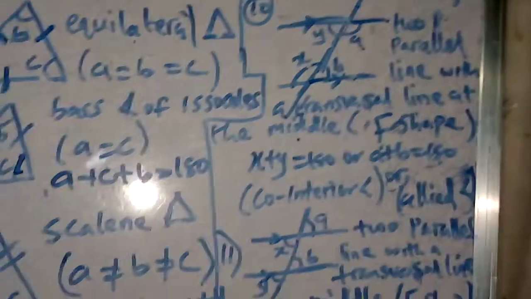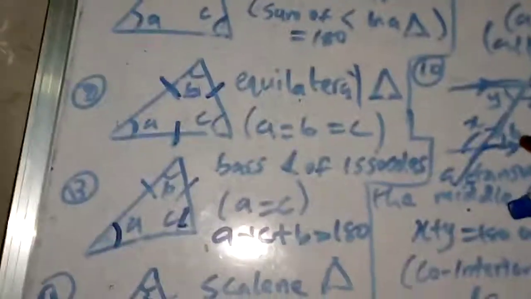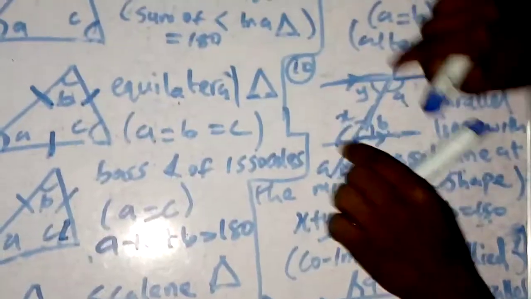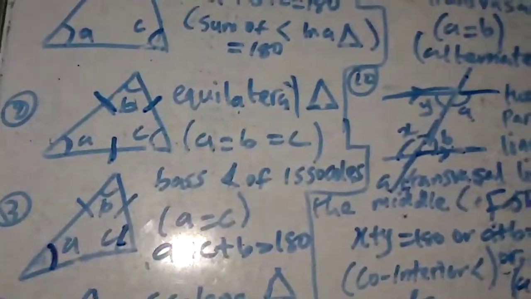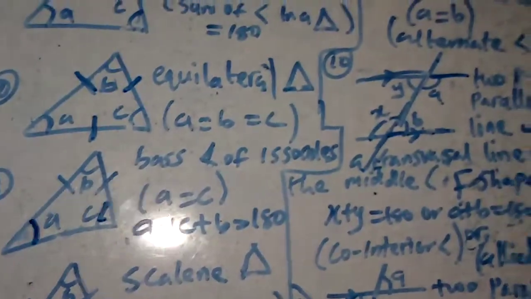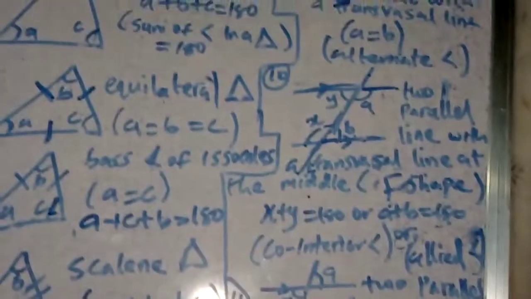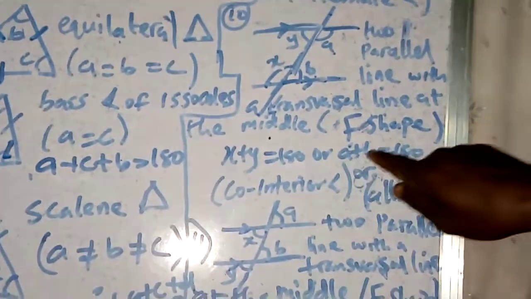The reason for that is, looking at this, B plus A, X plus Y, are interior, like inside. So when we add both together, it must give you 180. The reason for the rule is co-interior angles, that is the interior angles. So you add both together and it will give you 180. X plus Y equals 180, or A plus B equals 180.